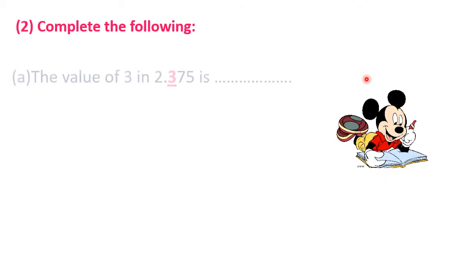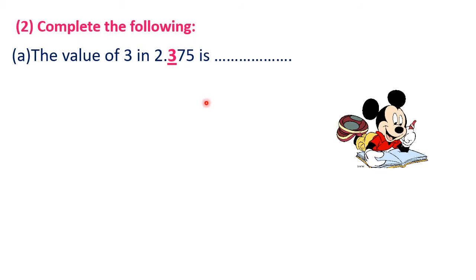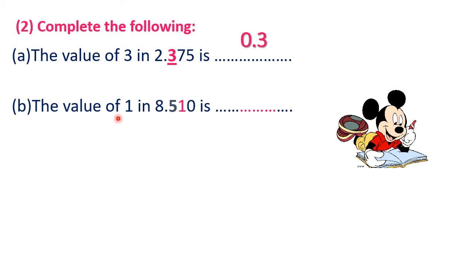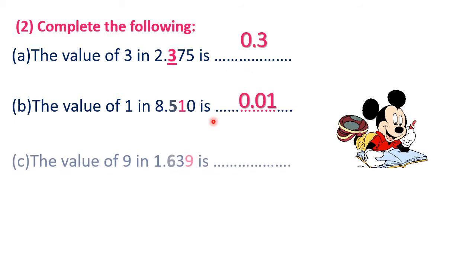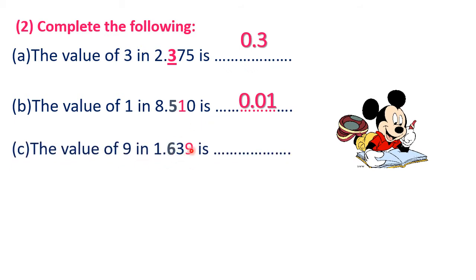Complete the following. To find the value of this number, the answer must be a number. Okay. 3 in what? In tenth. Put 3 in tenth, put the point, and all the numbers before it put 0. Okay. The value of 1 in this number, 1 in hundreds. Put 1 in hundreds and all the numbers before it put 0, and put the decimal point and 0. The value of 9, 9 in what? In thousands. Okay, put 9 and all numbers before it put 0.